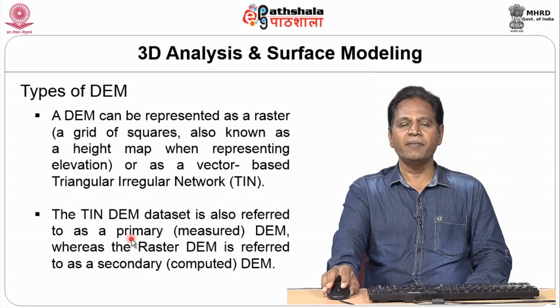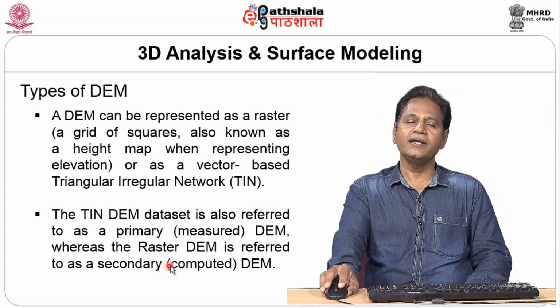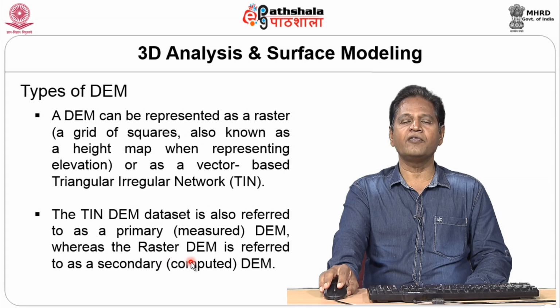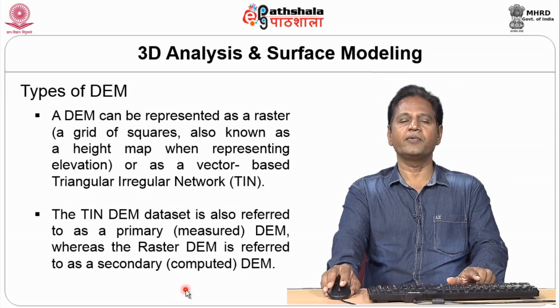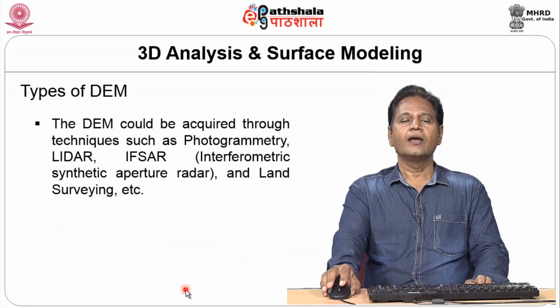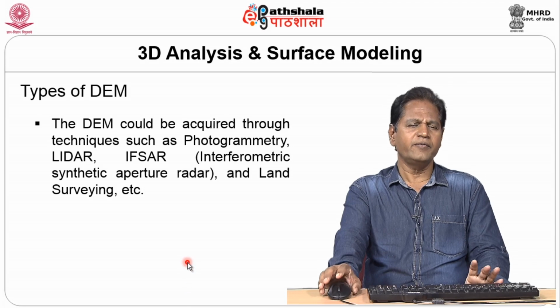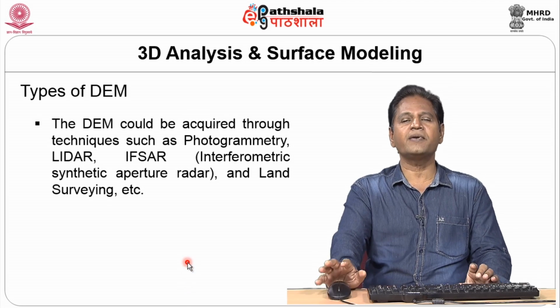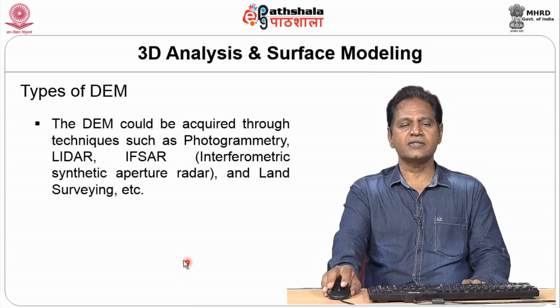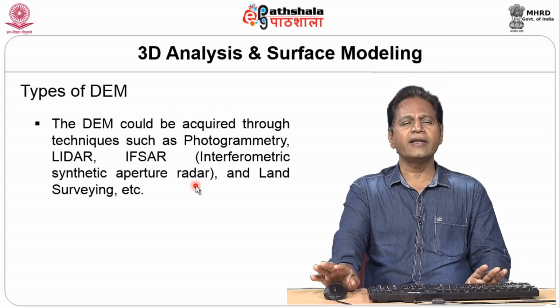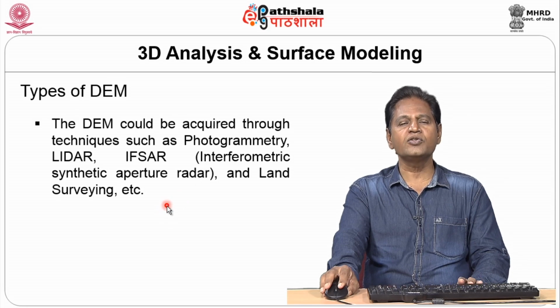The TIN DEM is a primary data or a measured data, whereas raster DEM, or your data which is in raster format, is referred to as a secondary or the computer data. I was just telling you the other methods of acquiring DEM data. I do not call it a very costly process, but it is definitely a relatively expensive process. You can use your LIDAR or IFSAR, interferometric synthetic aperture radar, or ordinary land surveying methods. So, these are some of the methods through which DEM can also be acquired.